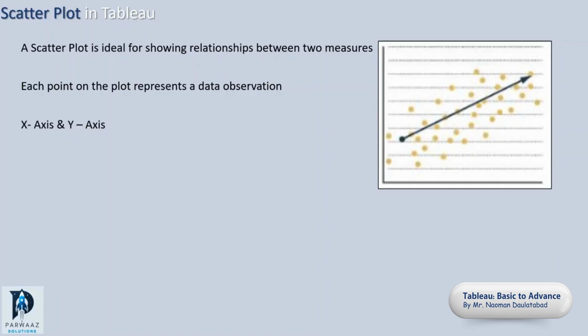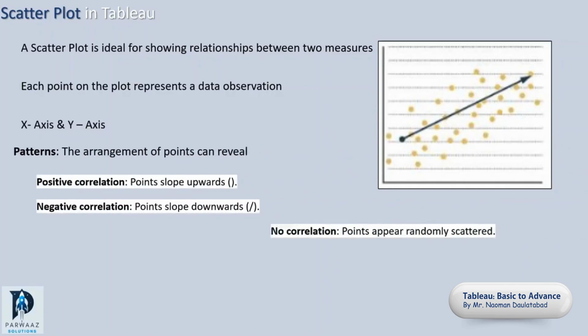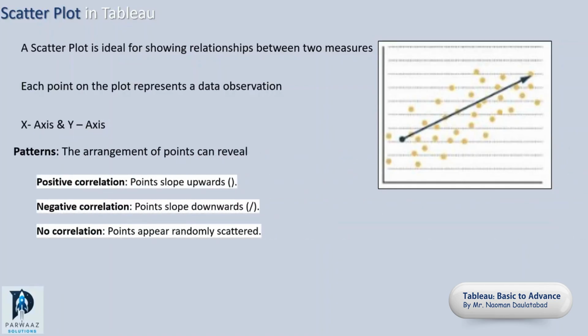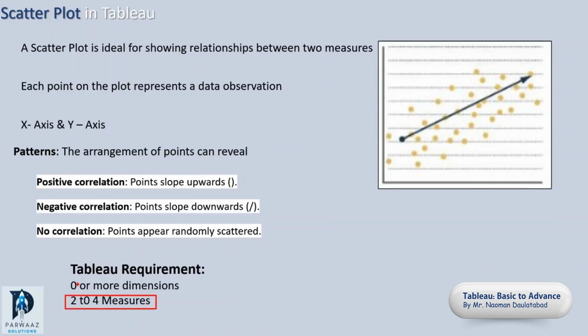Similar to the line chart, we have an x-axis and y-axis. For example, if the points slope upward, we call it a positive correlation. On the other hand, if the points slope downwards, we call it a negative correlation. When there is no fixed pattern, the points are scattered randomly, then there is no correlation. To create the scatter plot, we need at least 2 to 4 measures. If you don't have dimensions, that's okay, but we should have 2 to 4 measures. This is how, using these requirements, you can create the scatter plot.